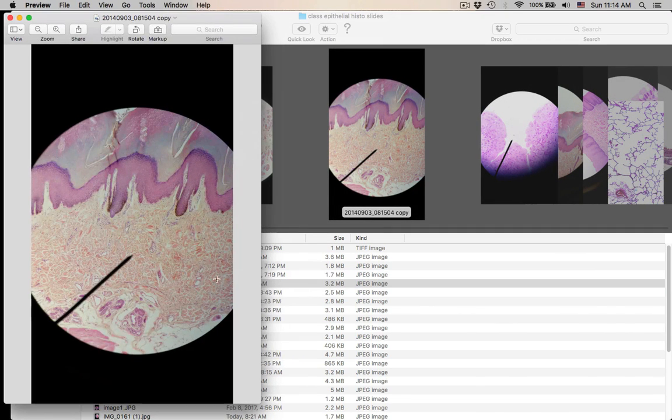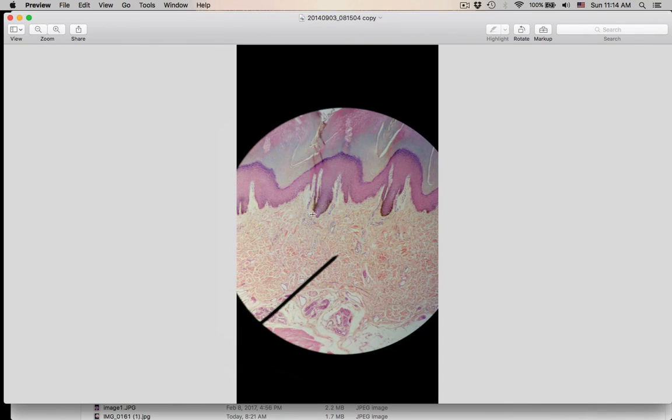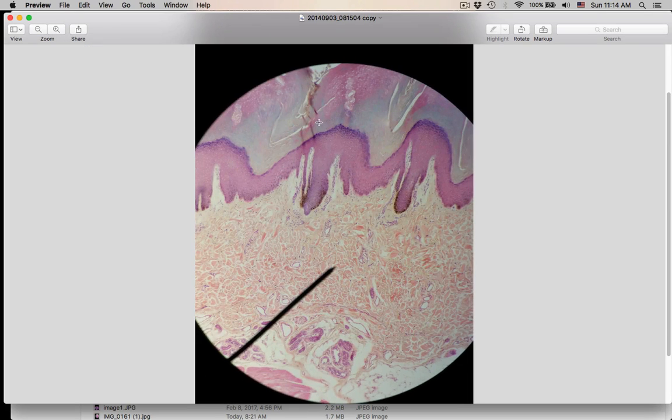This is going to be number 4. Again, the pointer is not in the lumen, but for this slide, what I want you to tell me, this area from here to here is what kind of epithelial tissue.